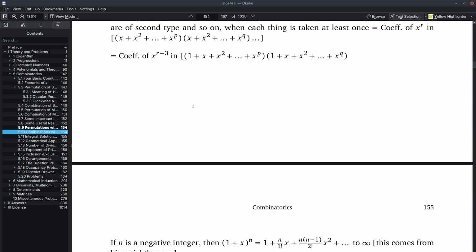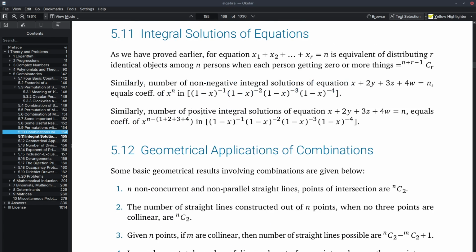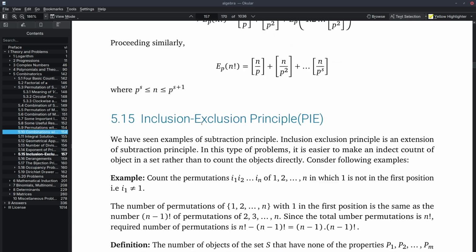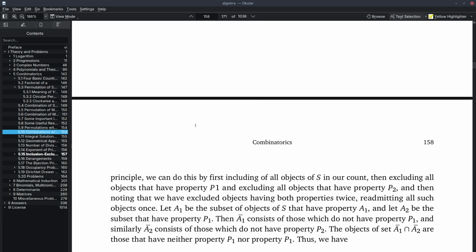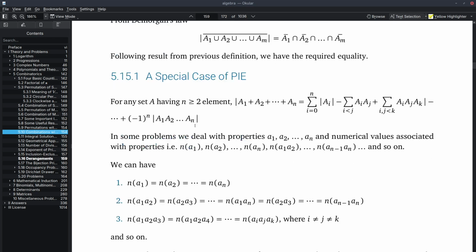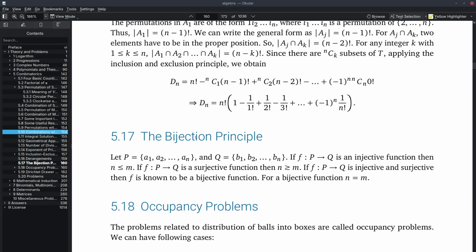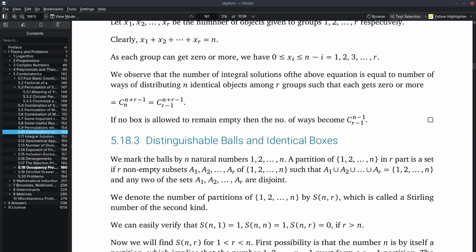So not much is remaining. There are certain formulas. We have integral solution of equation, general applications. So these are mostly exemplification. Then we have inclusion-exclusion principle, derangements, dearrangement principle, occupancy problem. So these are not big ones.